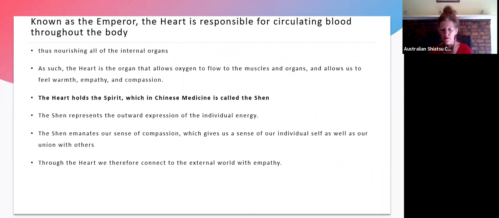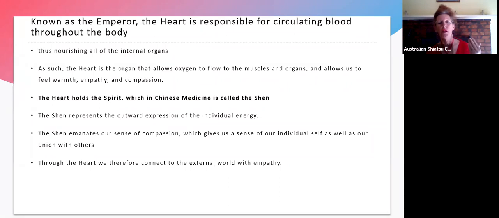We know in a Western medicine framework, the heart's responsible for circulating blood throughout the body. So therefore, the heart's responsible for the blood vessels, for keeping the blood primarily inside those vessels, and therefore nourishing all the internal organs. And so immediately we can start to see why blood and heart have such a close relationship.